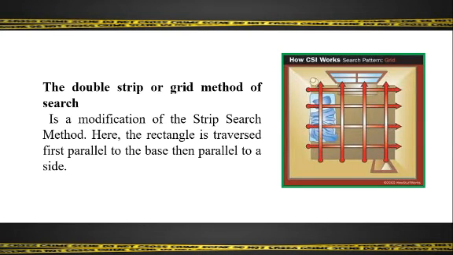Next, the double strip or grid method of search is a modification of the strip search method. Here, the rectangle is traversed first parallel to the base, then parallel to the side. It is just like the strip method. So the only difference is that the two strips are considered to form a grid. Again, only two people can do the searching, walking through on separate strips, and then will switch their strips for more accuracy. It is a good method for large indoors and outdoors crime scenes.